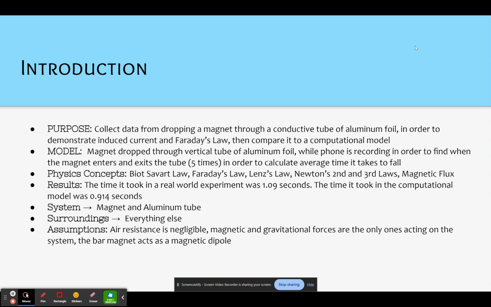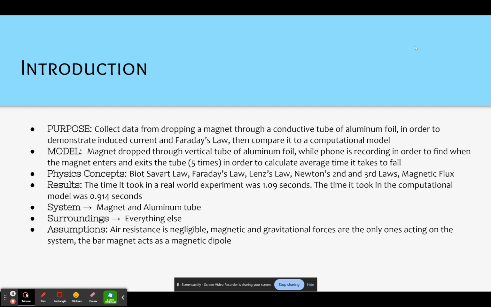So the purpose of this lab was to collect data from dropping a magnet through a conductive tube of aluminum foil in order to demonstrate induced current in Faraday's law and then compare it to a computational model. The model we used was that we dropped a magnet through a vertical tube of aluminum foil while the phone is recording in order to find when the magnet enters and exits the tube. We did this 5 times in order to calculate the average time it takes to fall.